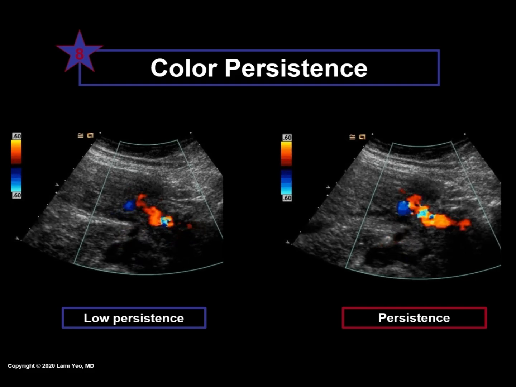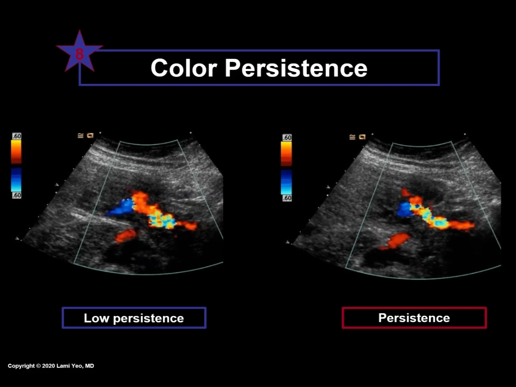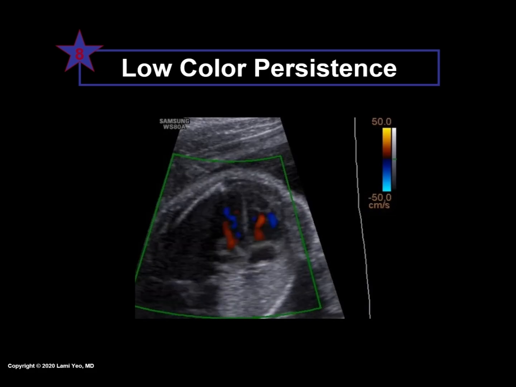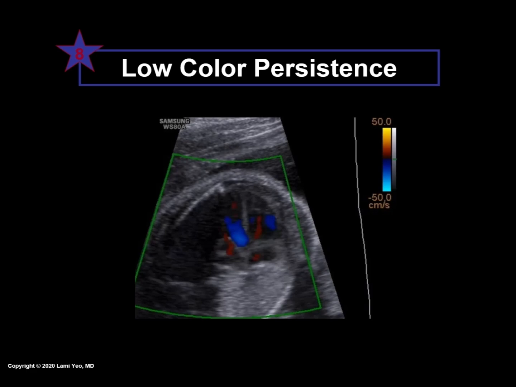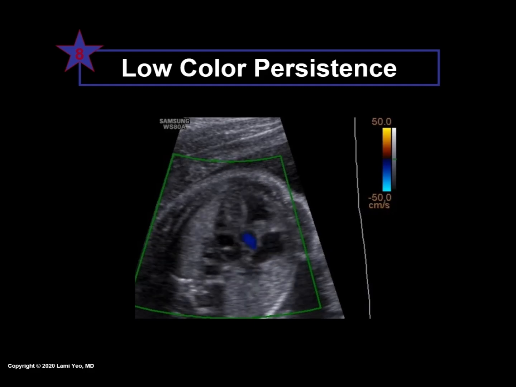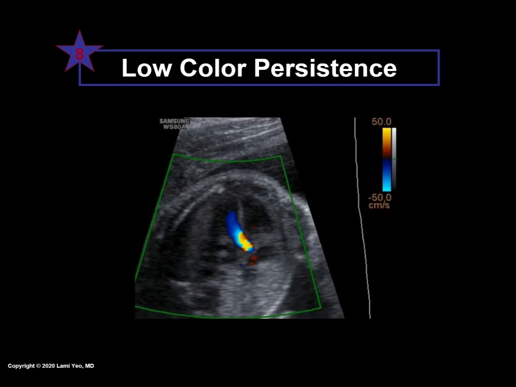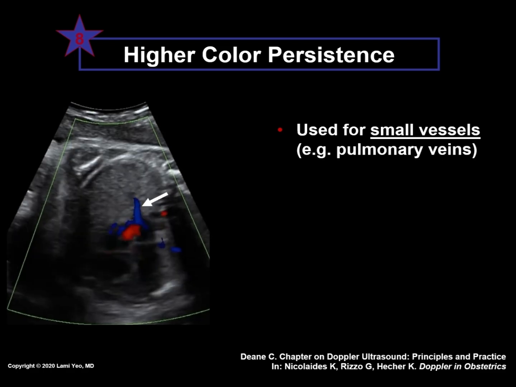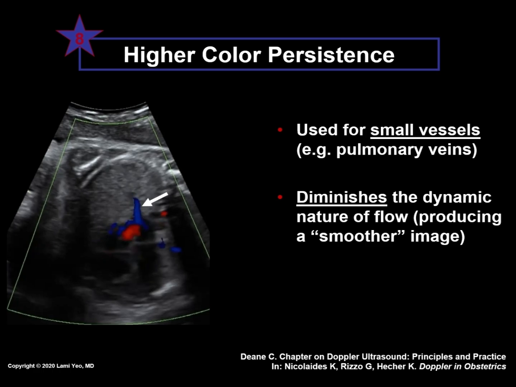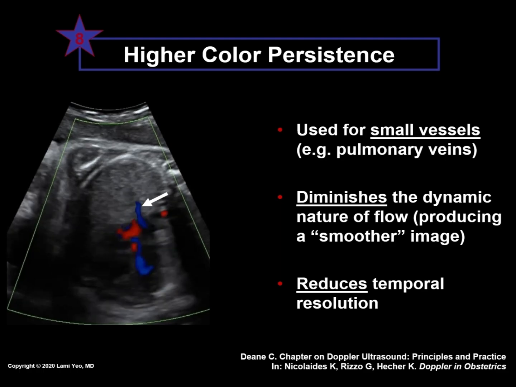Now, for color Doppler imaging of the fetal heart, this feature is not optimal. In general, low color persistence settings should be selected for fetal cardiac assessment. By keeping the persistence low, this maintains the dynamic nature of blood flow. However, when imaging small vessels, such as the pulmonary vein, higher color persistence is utilized. This diminishes the dynamic nature of flow, producing a smoother image. High persistence also reduces temporal resolution.